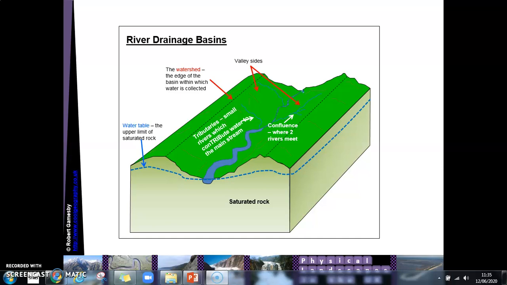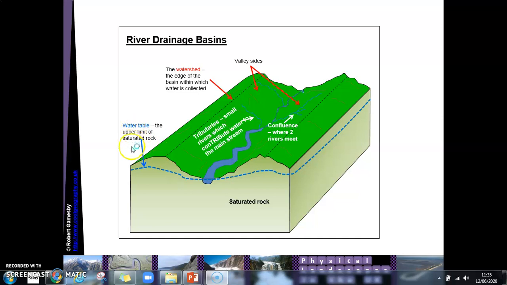We've also got tributaries. You'll have heard this word before, and these contribute water to the main stream, and that's, we think, where the word tributary comes from, because they contribute water. And so obviously the more tributaries you get, the more water you get into the river.